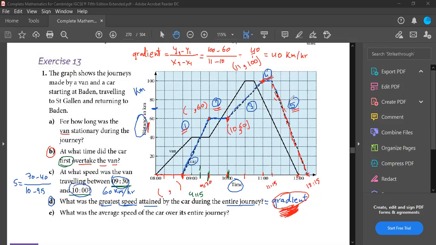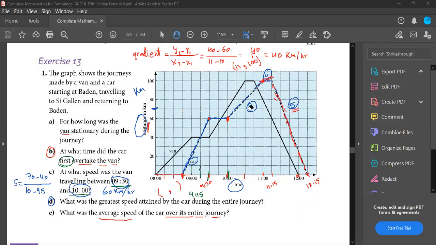That's the speed. But what is the average speed for the car over its entire journey? Average speed, what did we say about the average speed? It's distance over time: the distance traveled by the car divided by the total time traveled by the car.